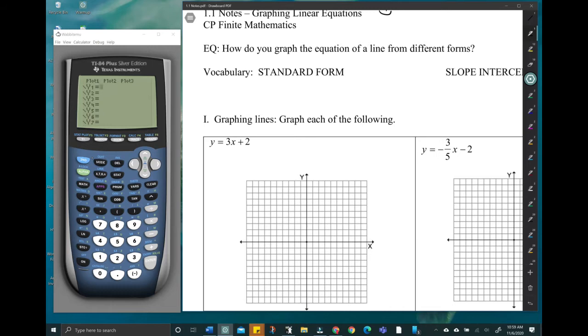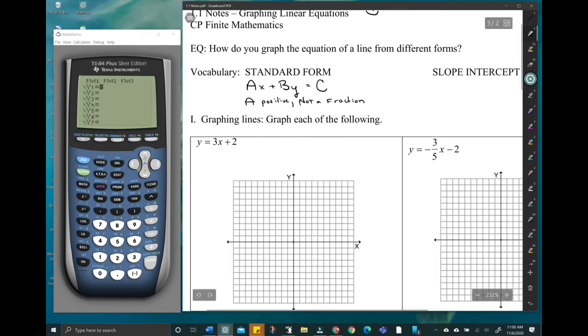Vocabulary for today. Standard form. You might remember standard form. Those are equations in the form ax plus by is equal to c. Key things with standard form: the a value should always be positive, and it should not be a fraction. Okay, we'll do a little more work with that later. Basically, we'll look at graphing standard form today.